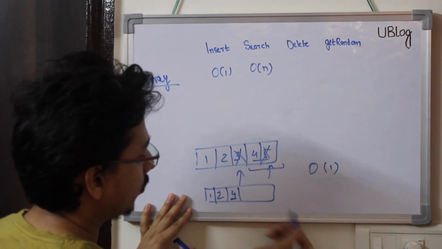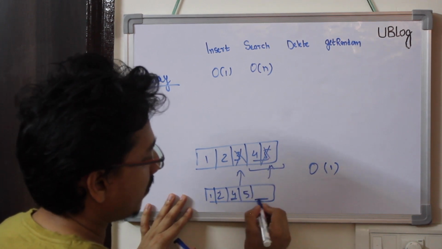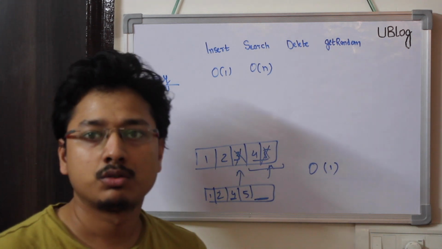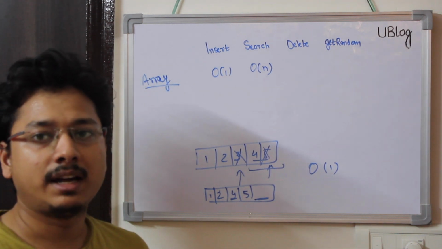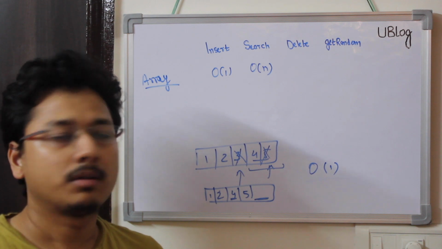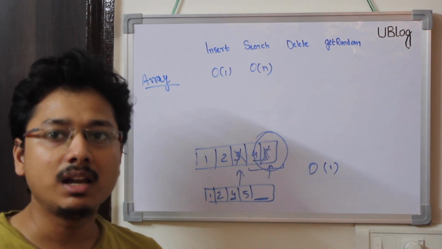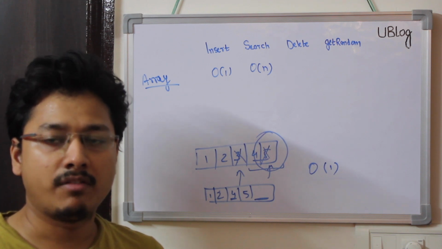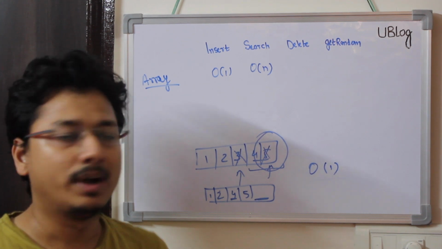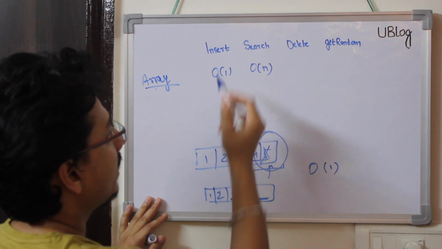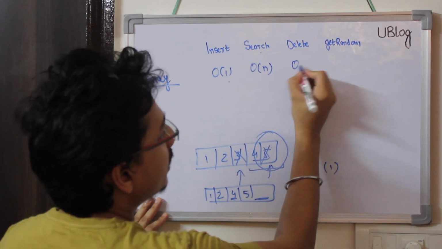So basically 4 will move here and 5 will move here, and we'll have an empty space at the end of the array. So this delete operation also takes O(n) time, because it will not always be the case that we need to delete the last element. On an average case, the delete will take O(n) time. So for array, insert is O(1), search is O(1), delete is O(n).